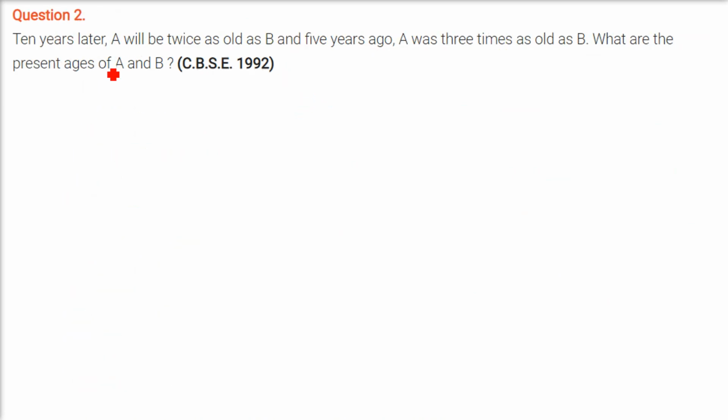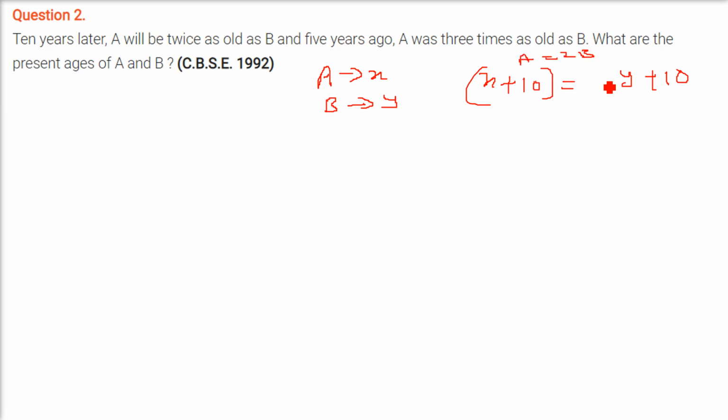Next: 10 years later, A will be twice as old as B. So let us assume that A's age now is X, B's age now is Y. So 10 years later, we have to add 10 to X and we have to add 10 to Y. A will be twice as old as B. So after 10 years, A will be twice that of B. So X plus 10 equal to 2 into Y plus 10. This is our first equation.